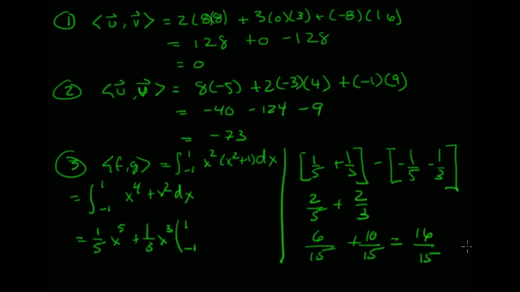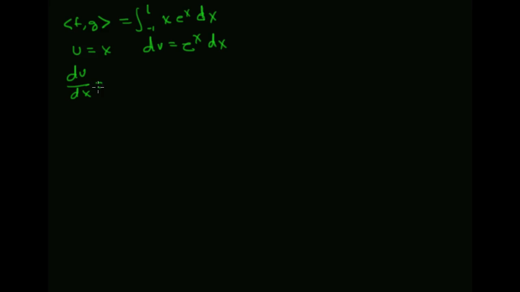Okay, so let's move on to number 4. Number 4 is again an inner product of two functions on the interval from negative 1 to 1. So we're going to take the integral of x e to the x dx. This is a by parts problem. Let u be x, and let dv be e to the x dx. This means du/dx is 1, which means du is dx. Take the integral here, and you're going to end up with v is e to the x.